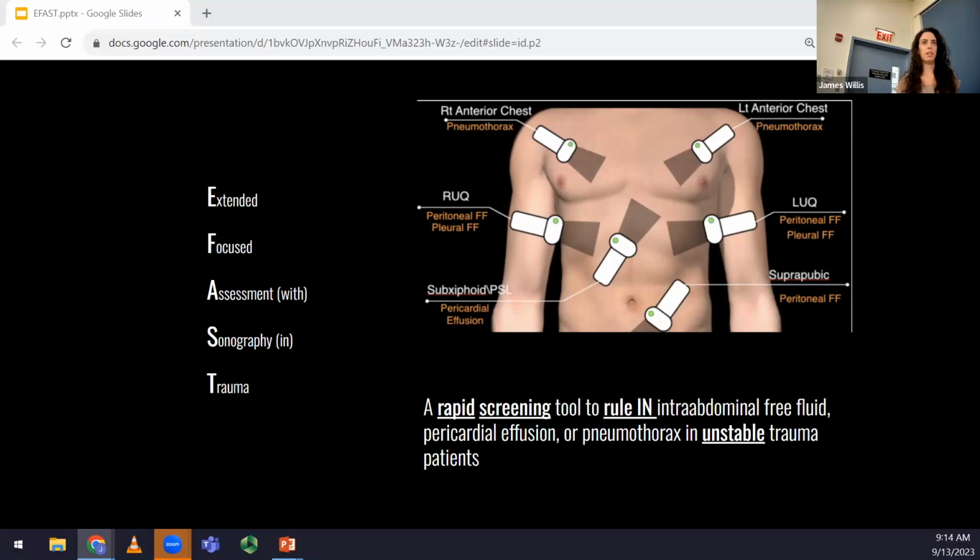It's going to be expanded to those stable patients, to other injuries that we might not utilize it for, because it's going to maybe be the decision point, not for OR or CT, but this might be what makes you decide if you need to transfer a patient to get further imaging. So just some things to think about. That's a schematic at the top there that goes through the different views, which we'll go through one by one.